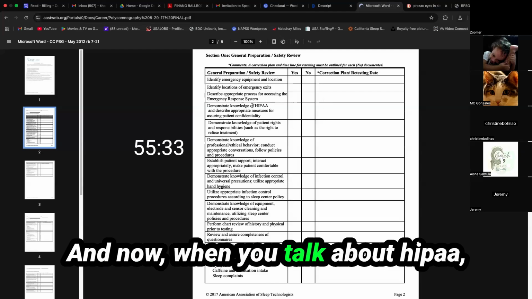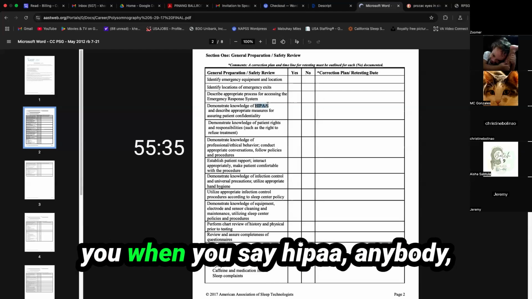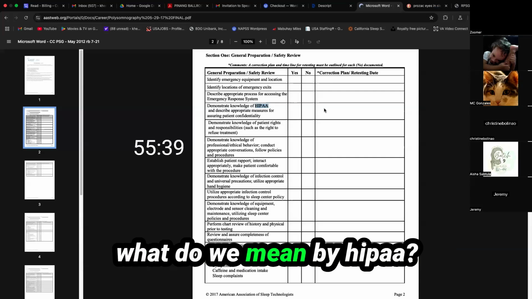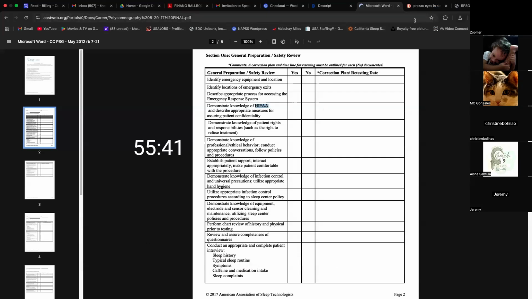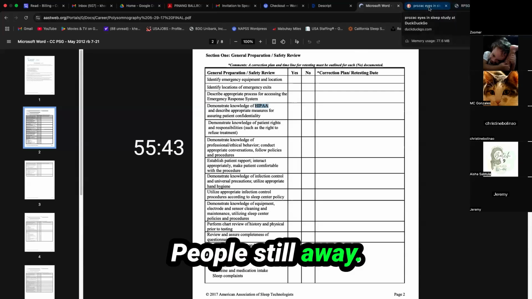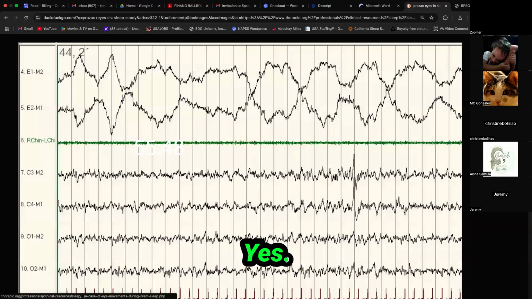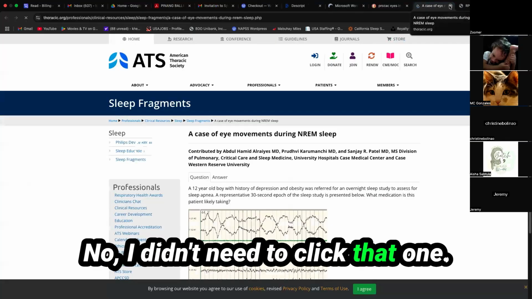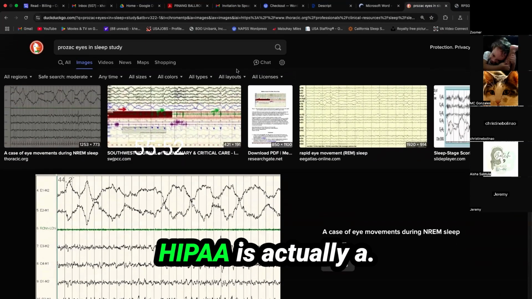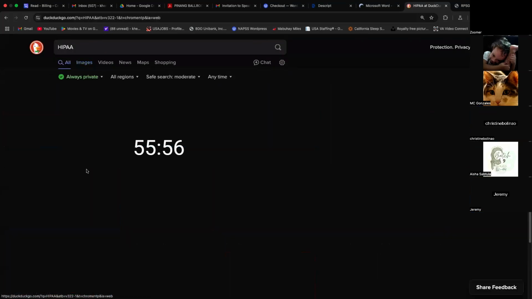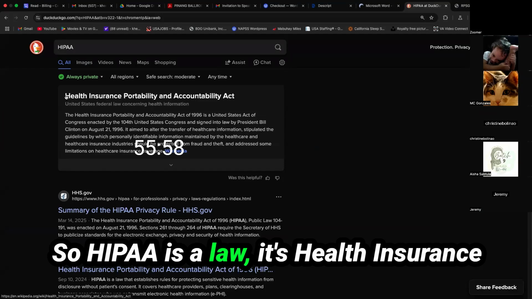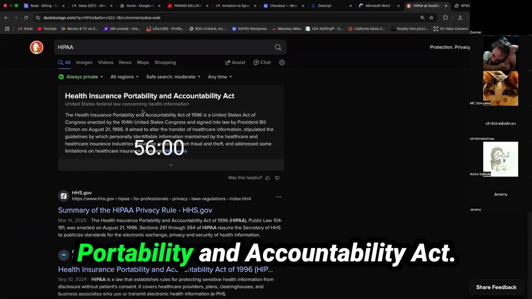Now, when you talk about HIPAA, what are we talking about when you say HIPAA? Anybody? What do we mean by HIPAA? People still awake? Yeah. Data, the confidentiality. Yes. HIPAA is actually a law. It's the Health Insurance Portability and Accountability Act.